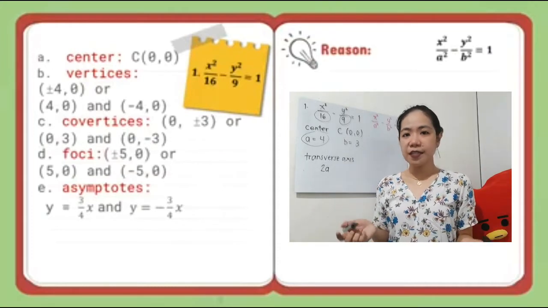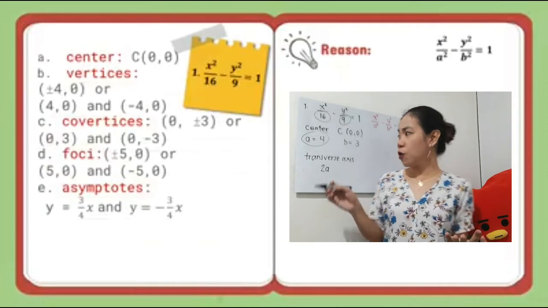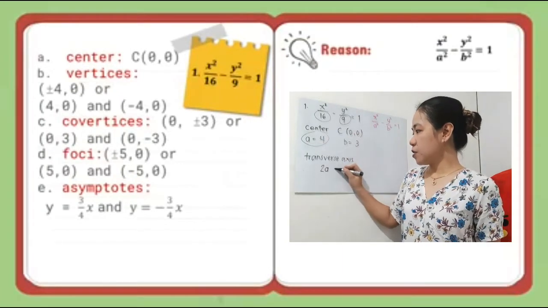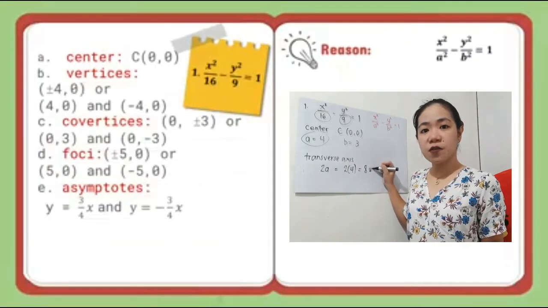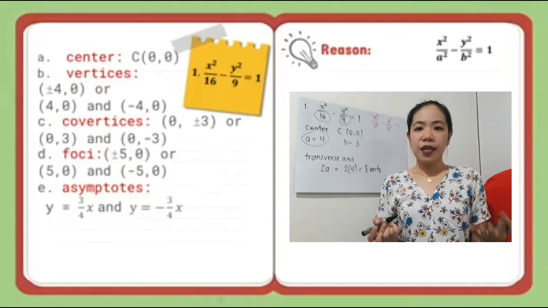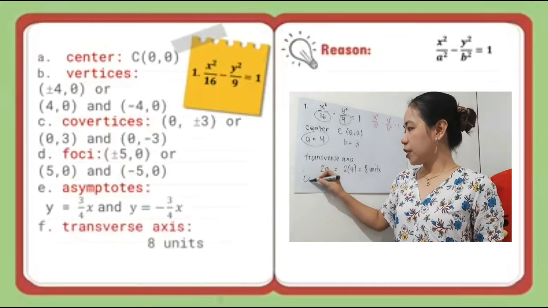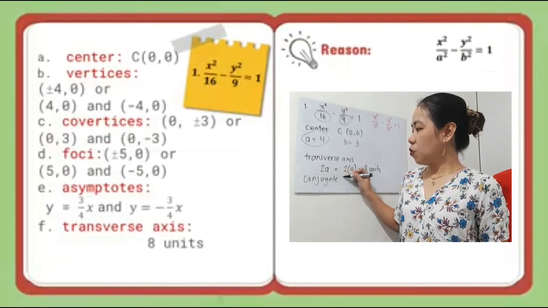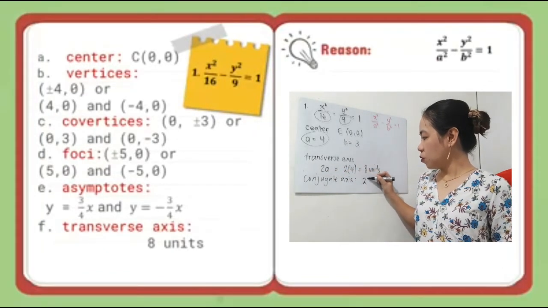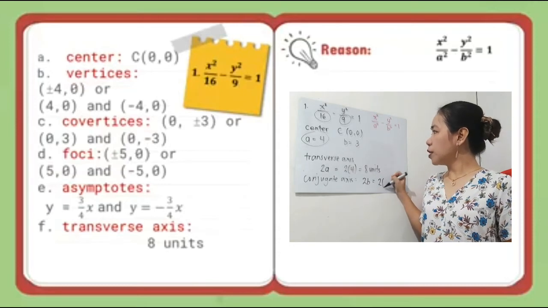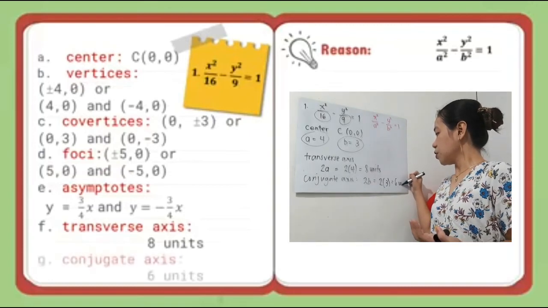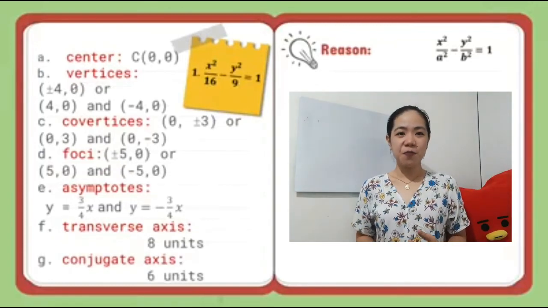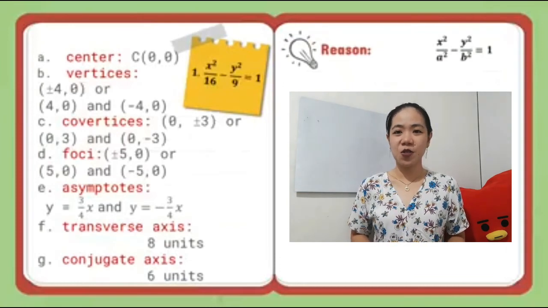So now let's solve for the length of the transverse axis, which is 2a, and we already have the value for a, that is 4. So we just multiply 2 times 4. Therefore, the length of the transverse axis is 8 units. And then for the last one, we have the conjugate axis, that is 2b. So substitute, 2 times 3, that is 6 units. So now look at the graph of the hyperbola with the equation x squared over 16 minus y squared over 9 equals 1.